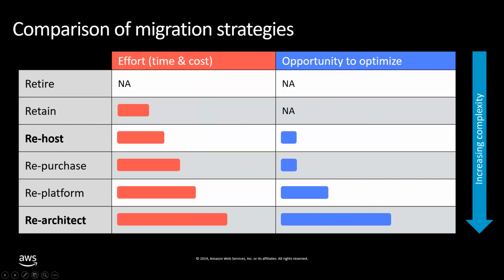So to summarize those six R's that we talked about, side by side, on the left here, we have effort, time, and cost increasing as you go. And then the opportunity to optimize also increases as you go. The further down that list you go, the more complex the migration effort generally is.